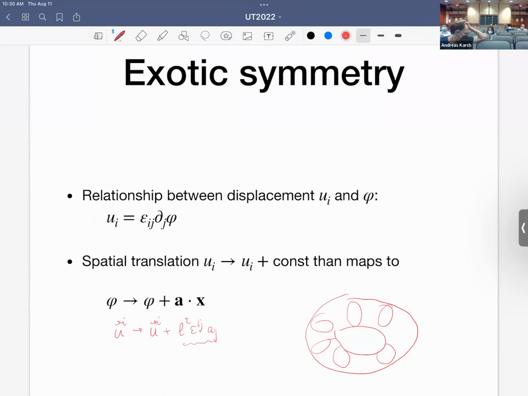A is allowed to be a continuous function, but then it will not be consistent with the periodicity of phi. So if phi is non-compact, then A should vanish. And if phi is compact, A could take a small set of values.